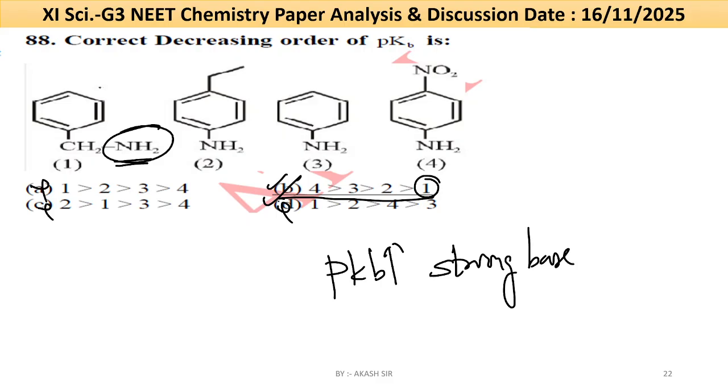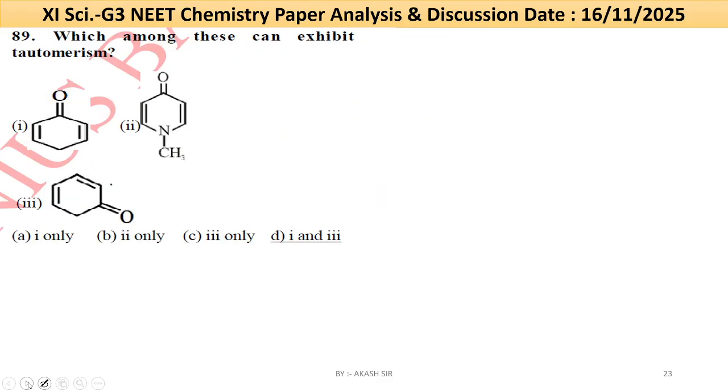Aniline's basicity is reduced due to the delocalization of the lone pair. Here delocalization of the lone pair of electrons happens. So the correct order will be option 4, 3, 2, 1. Order is correct.